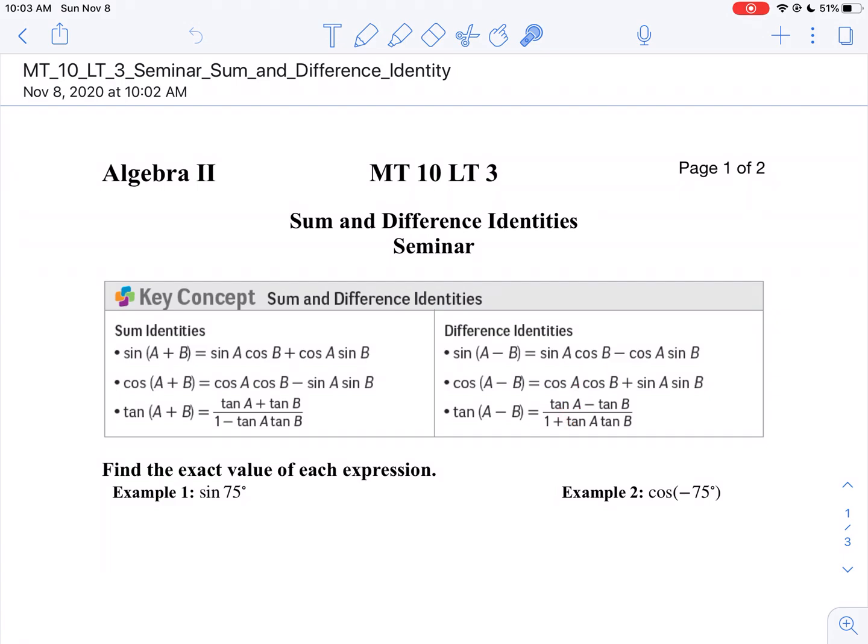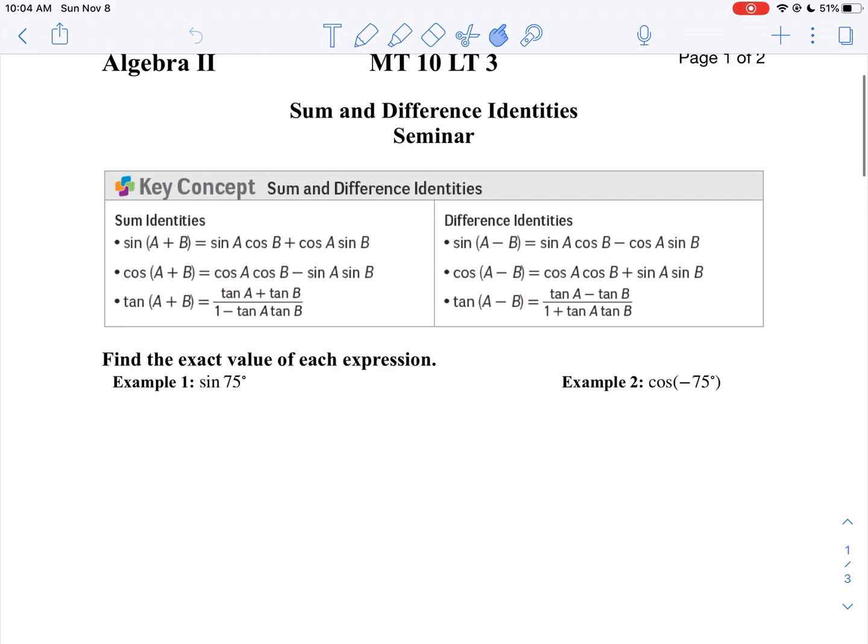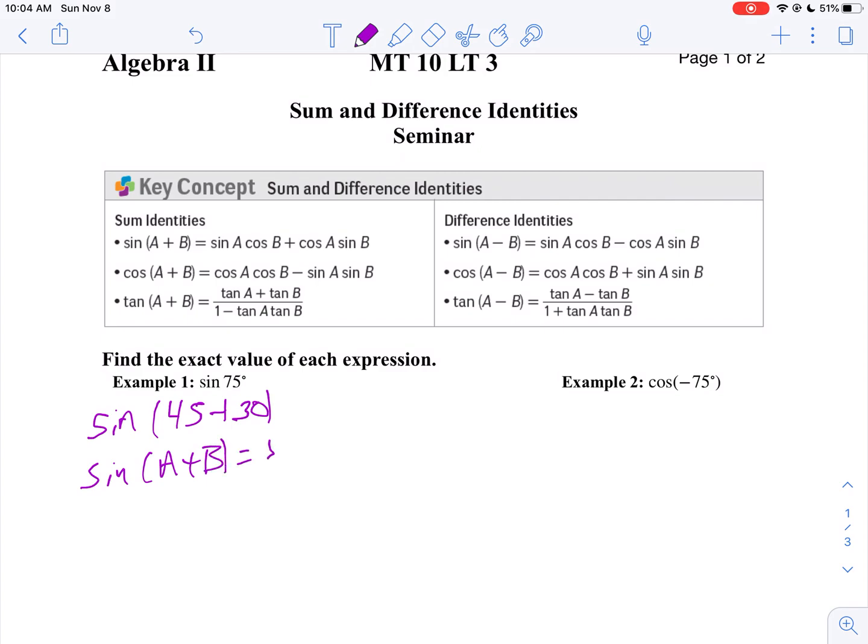So if I want to find the exact value of the sine of 75 degrees, what I'm going to do is think of two angles on my unit circle that will give me 75 degrees. So I would think this is the same as the sine of 45 plus 30. So that's the sine of A plus B, which we know is the sine of A times the cosine of B plus the cosine of A times the sine of B.